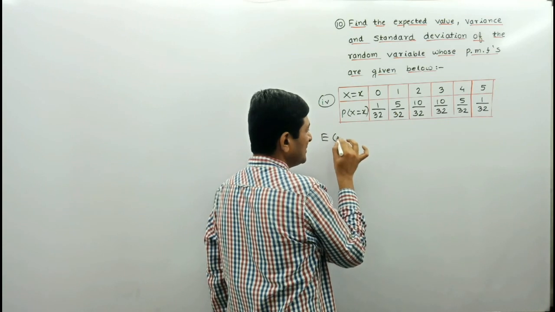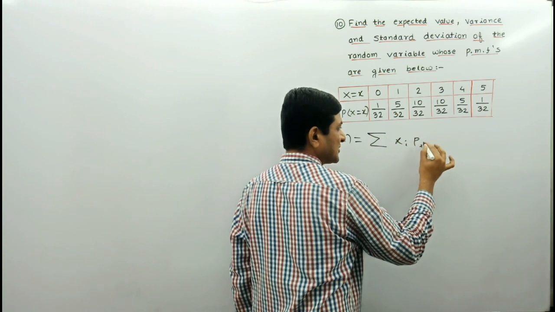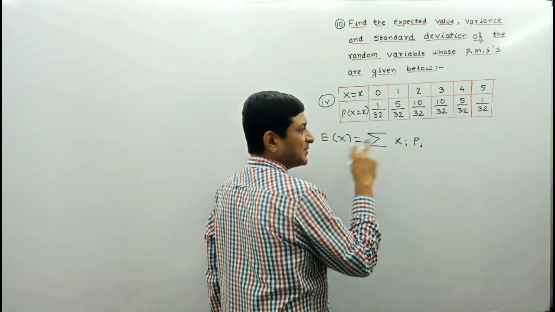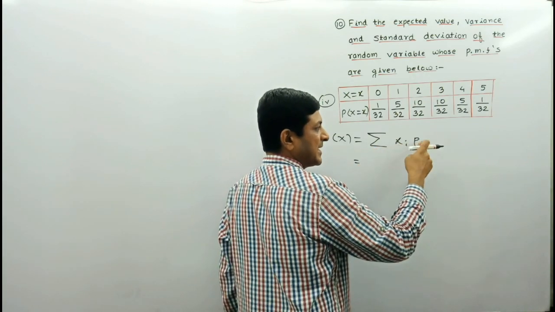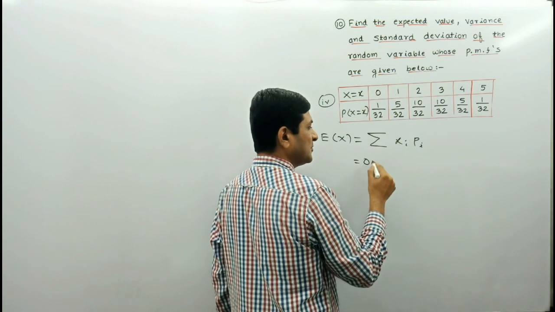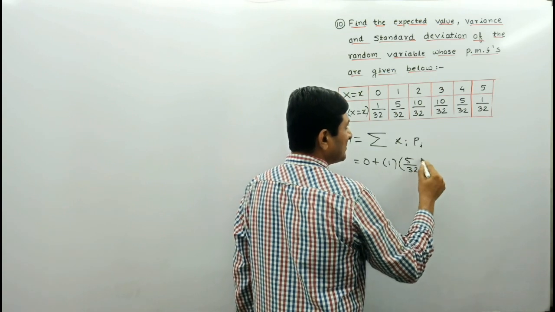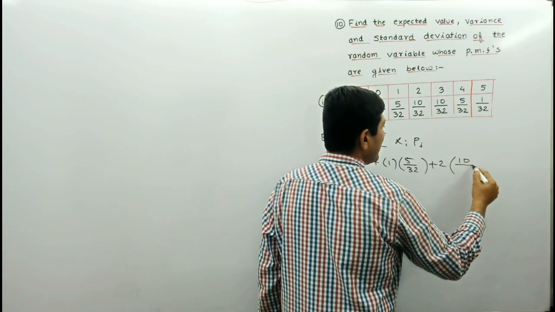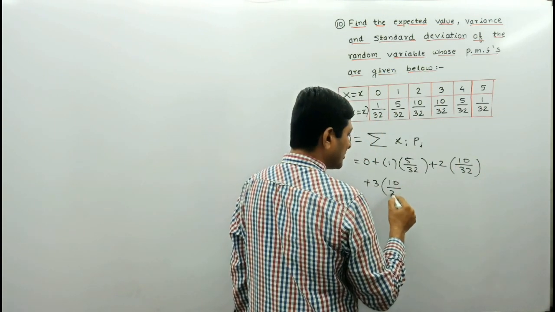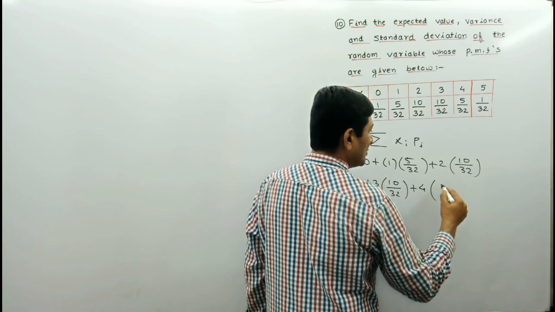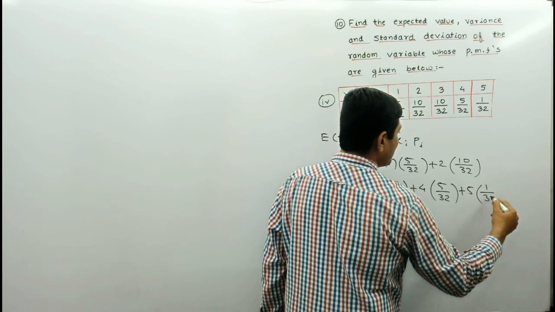So E of x, we have already seen this definition or formula in the last 2-3 examples also. Applying this formula, let us find the value of E of x, which is the sum of the product of the value of the random variable and its probability. In the first case 0 into any number is 0, plus 1 into 5 by 32, plus 2 into 10 by 32. In the next case plus 3 into 10 by 32, plus 4 into 5 by 32, and lastly plus 5 into 1 by 32.